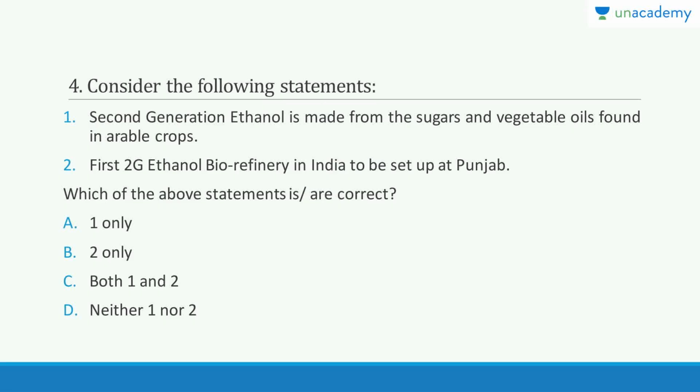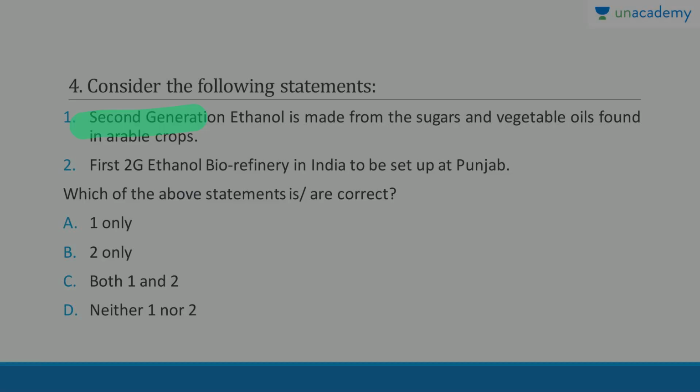Question number 4. Consider the following statements. Second generation ethanol is made from the sugars and vegetable oils found in arable crops. It is basically made from biomass like bagasse, rice, wheat, straw, bamboo. First generation is made from sugars and vegetable oils. So this is wrong. It should be first generation. The first 2G Ethanol Bio-refinery in India is to be set up at Punjab. This is correct. So the answer here is B, 2 only.